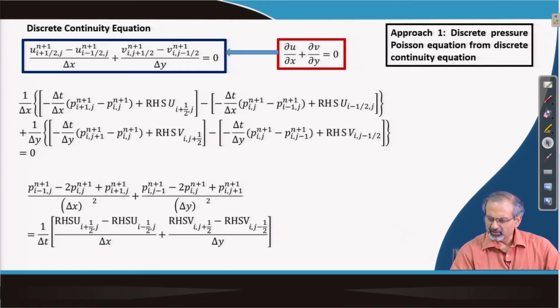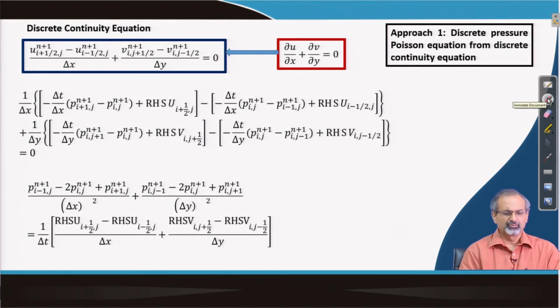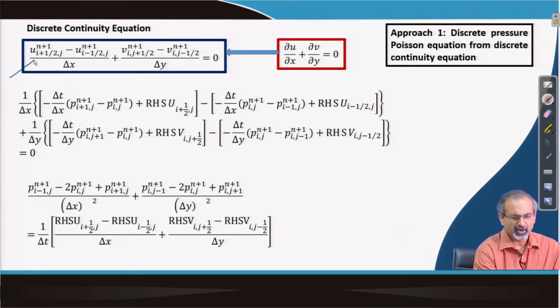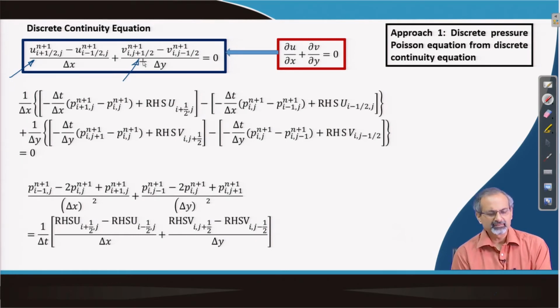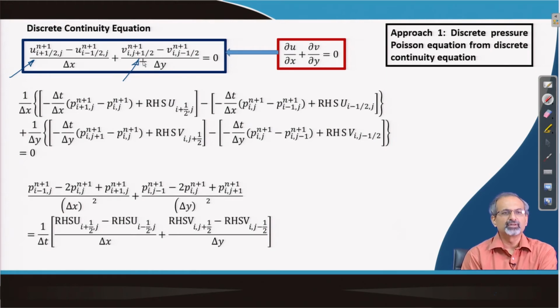Now, once you are done with these calculations, we have shown how to calculate u at i plus half and v at j plus half already. In a similar manner, you can do u at i minus half and v at j minus half, and once you are done, you substitute into the discrete continuity equation. And of course, we are substituting the expressions for the n plus 1th time step, which we have shown in the previous 2 slides how to do them.